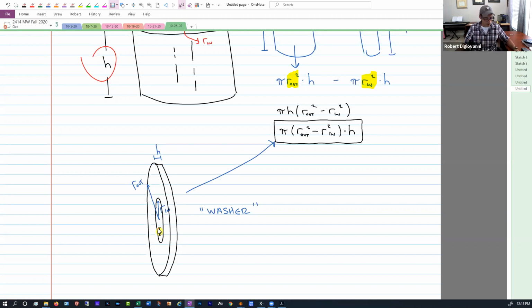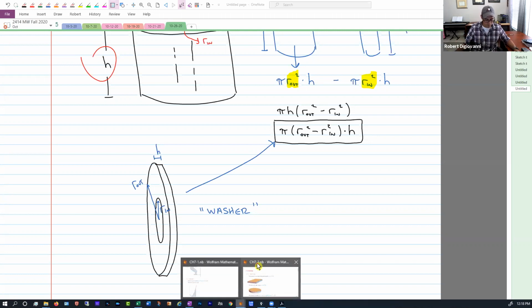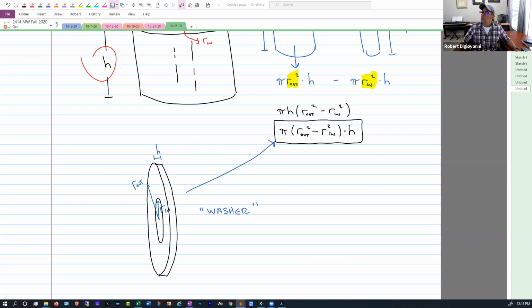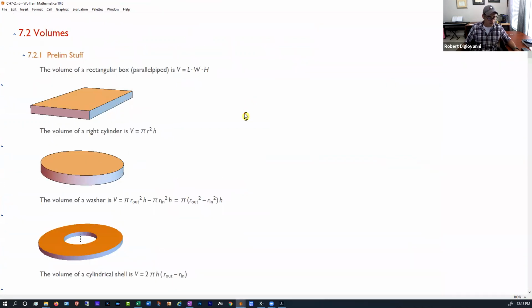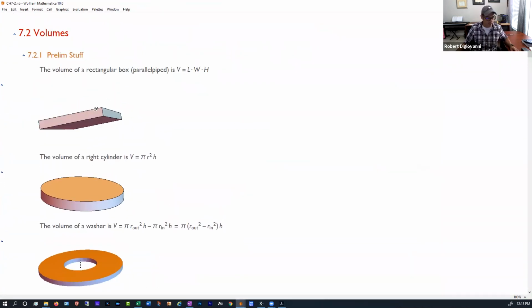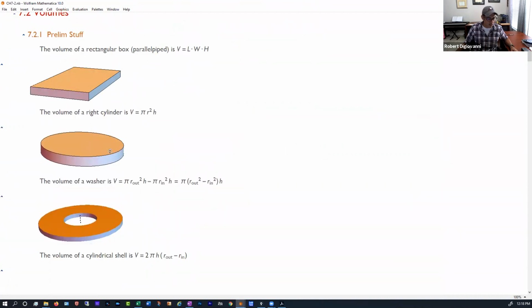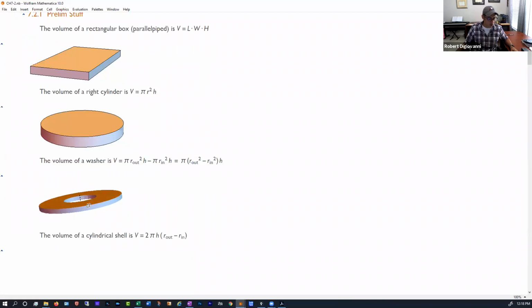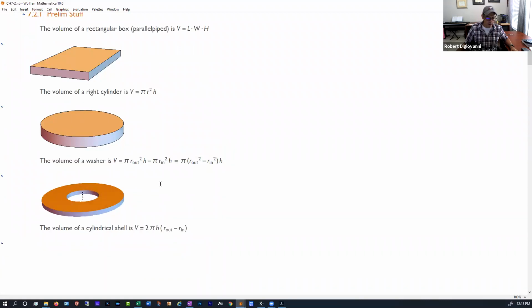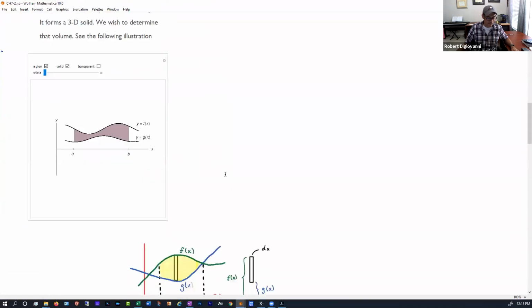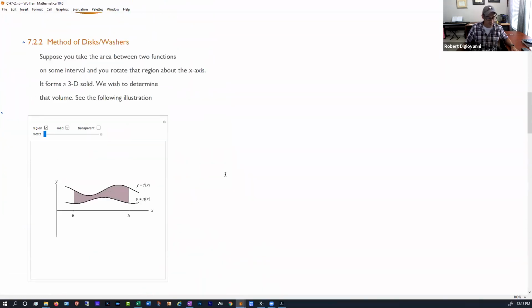So what is 7.2 about? This is everything we've just done. If we have a box, we know length times width times height. If we have just a cylinder, we know the volume is pi r squared times height. If we have a washer, then the volume will be pi times r out squared minus r in squared times height. That's what all this is saying. Now we get to what we're doing in here.